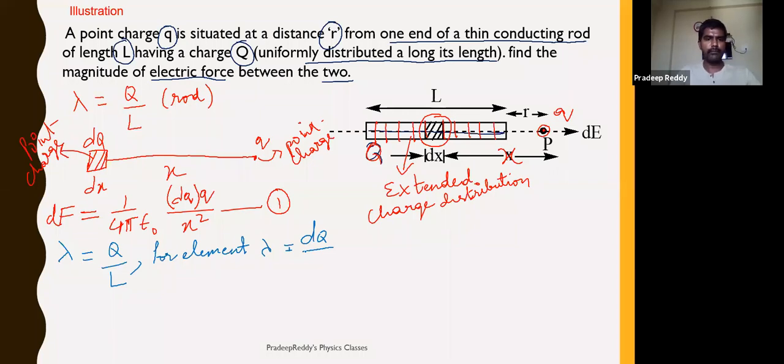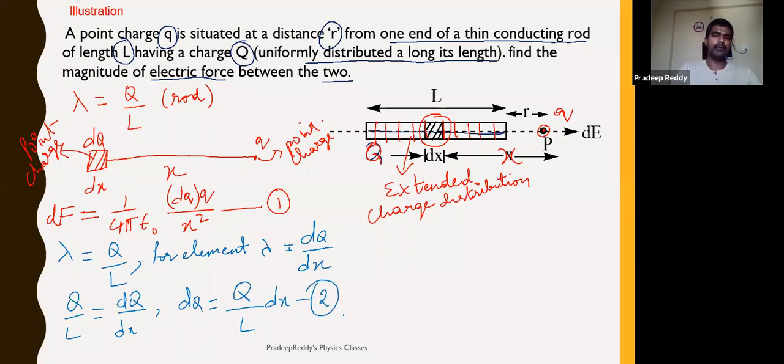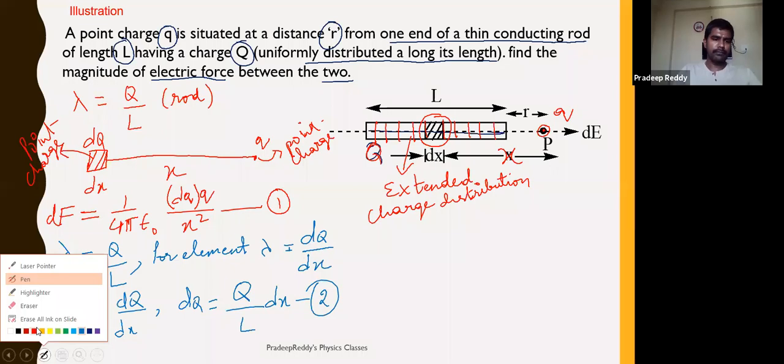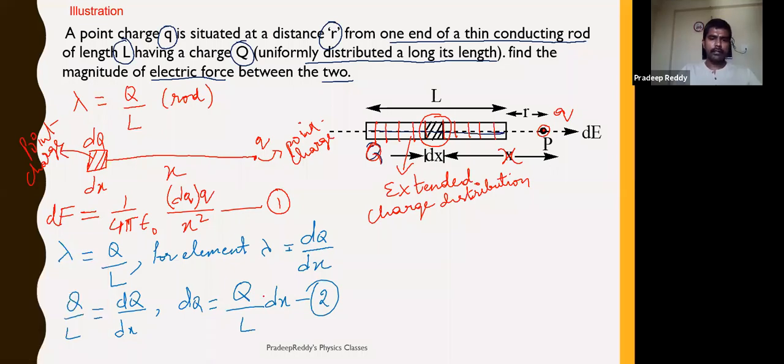Right? I can equate these two so that you will be getting capital Q divided by L, which is equal to dq divided by dx. From here, you can write dq is equal to capital Q divided by capital L into dx. This is equation number 2. So we have now got the value of dq, that is capital Q by L into dx.